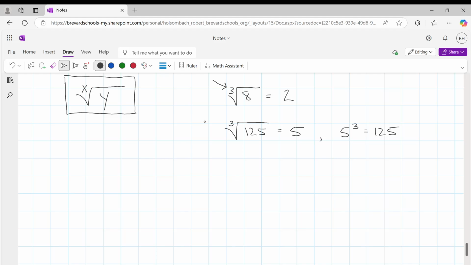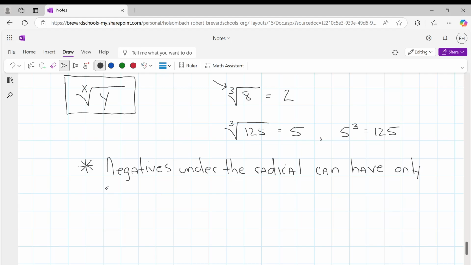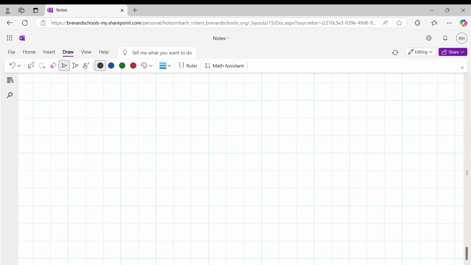So a couple of important rules related to these different roots. One of those rules is that negatives under the radical can have only one odd root. Here's what I mean.